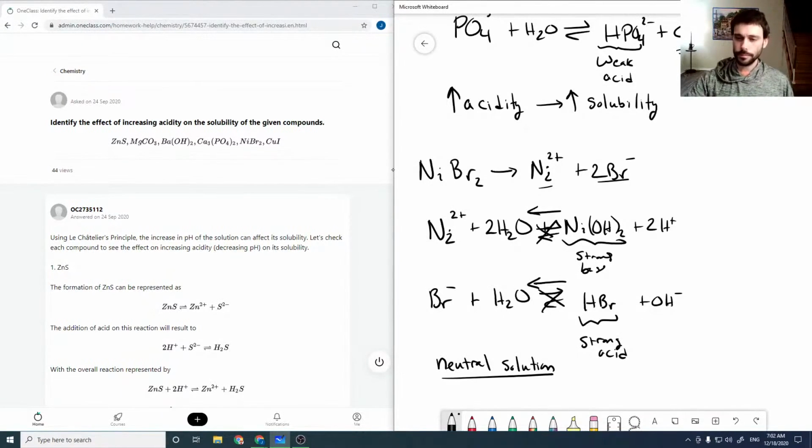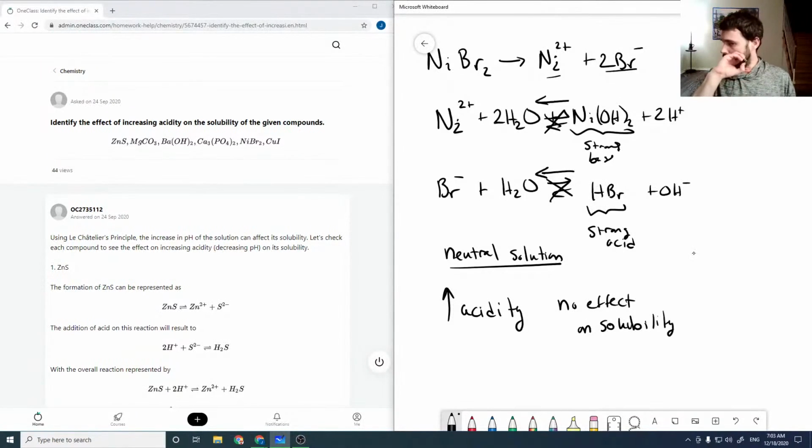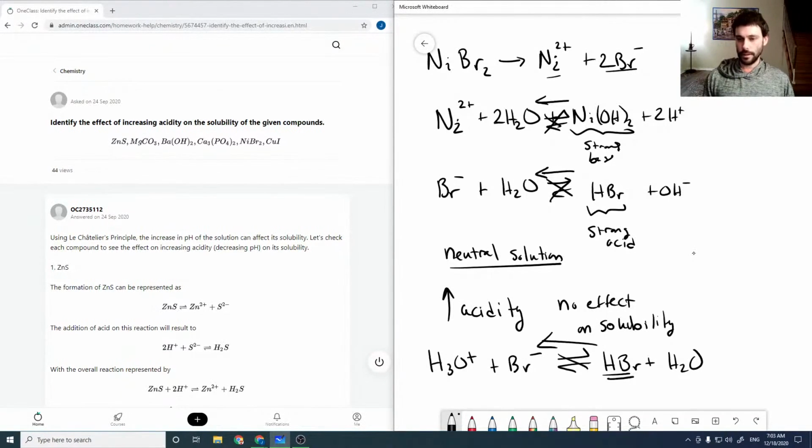And so because it's a neutral solution or a neutral salt, increasing acidity will have no effect on solubility. And we can verify this further by saying that if we add H3O plus to say Br minus, then again we would want to form HBr plus H2O, but as that's a strong acid, it's not going to go. So adding H3O plus to the solution, there's nothing for it to react with. So increasing the acidity will do nothing to the solubility.